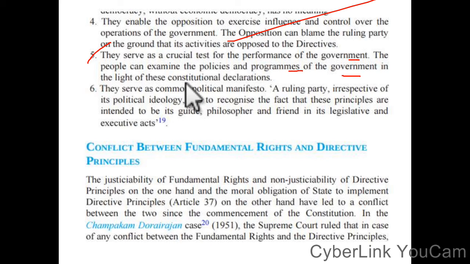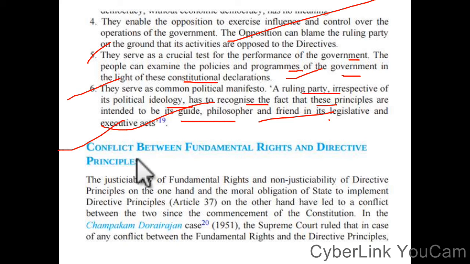The people can examine the policies and programs of the government in the light of these constitutional declarations. And they serve as a common political manifesto. A ruling party, irrespective of its political ideology, has to recognize the fact that these principles are intended to be its guide, philosopher and friend in legislative and executive acts. Conflict between fundamental rights and directive principles.